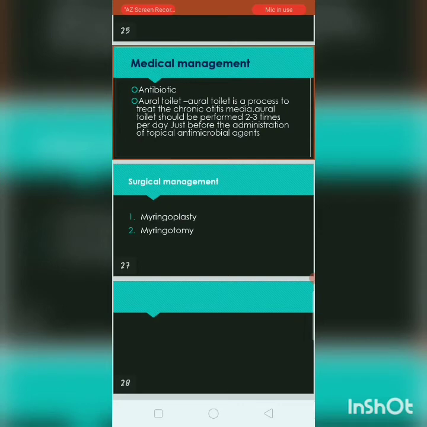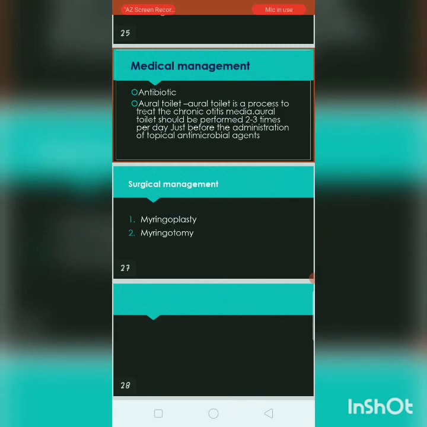Next, the surgical management of chronic suppurative otitis media. First is myringotomy and myringoplasty. Myringotomy is a surgical procedure to drain the excess fluid, and myringoplasty is a procedure to repair a hole if any hole is present in the eardrum. It is a small surgery to repair this hole in the eardrum.